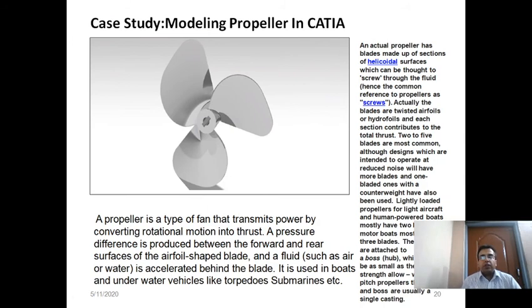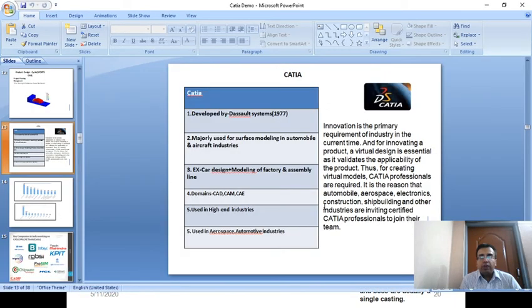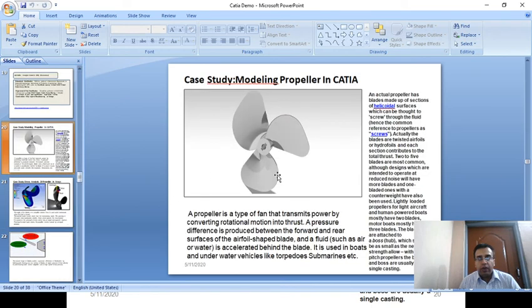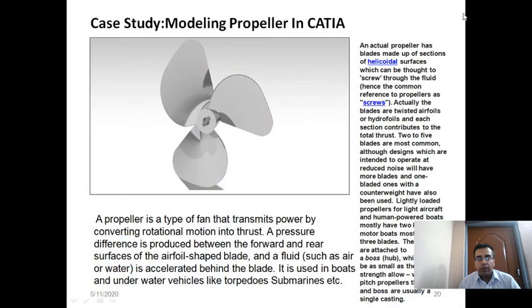Now coming to our case study, in this session we will see the modeling of a propeller using various tools of CATIA. This is one of the good examples where we can see a simple profile and a aerodynamic profile. So coming to the simple profile, it is a simple central hub, and these are the blades which are of aerodynamic shape. So it is a combination of simple and complex features.